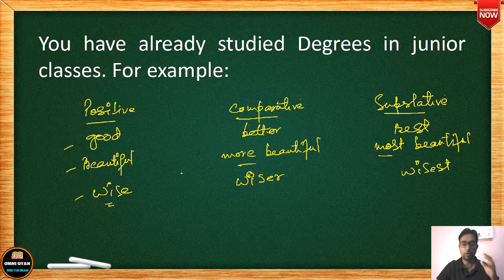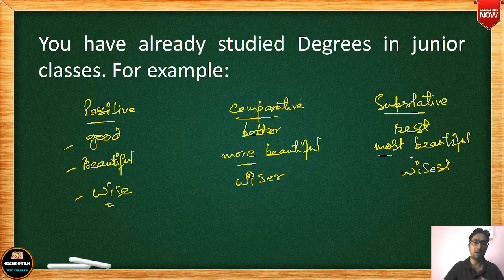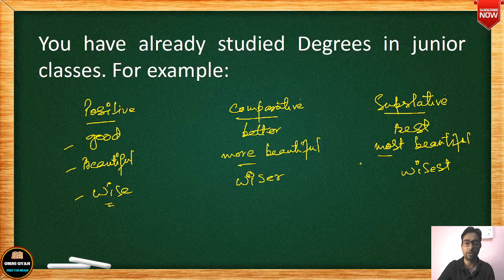Now I think all of you are getting this thing in your mind that yes, we have already learned this thing. Good becomes better, superlative it is best, positive it is beautiful, comparative it becomes more beautiful, superlative it becomes most beautiful, wise it becomes wiser, and in superlative it becomes wisest. ठीक है ना, तो ऐसे बहुत सारे हैं. There are hundreds and thousands of adjectives that we can use.